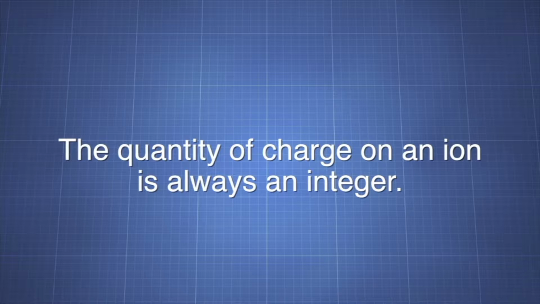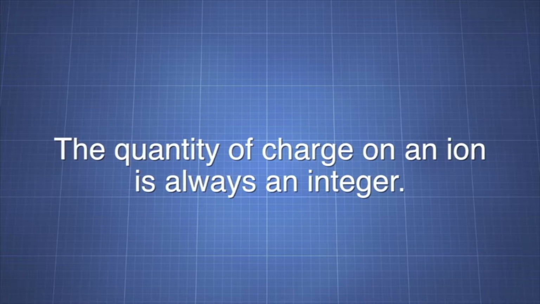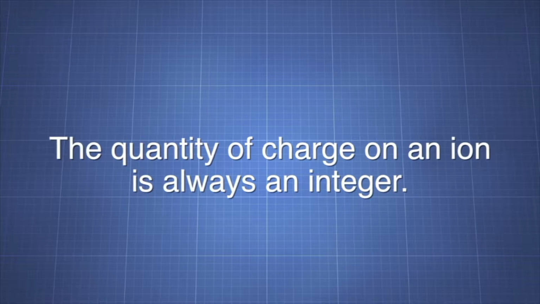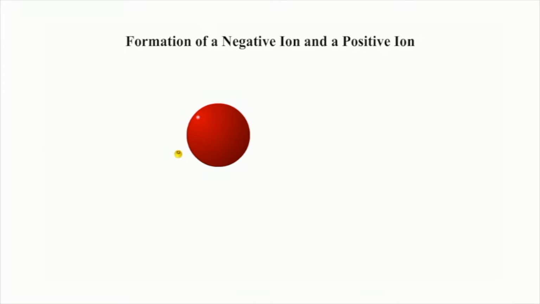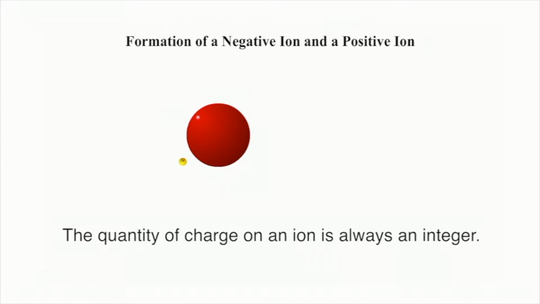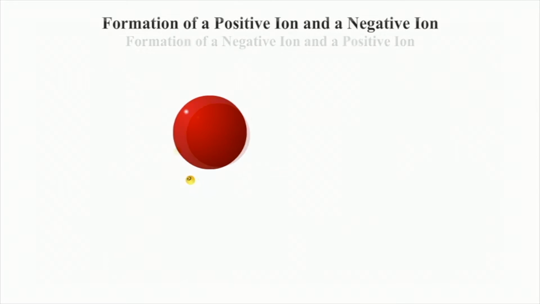The atom's gain or loss of charge depends on the number of electrons gained or lost. Therefore, the quantity of charge on an ion is always an integer. An atom that loses electrons forms a positive ion since it loses negatively charged electrons. Likewise, an atom that gains electrons forms a negative ion.